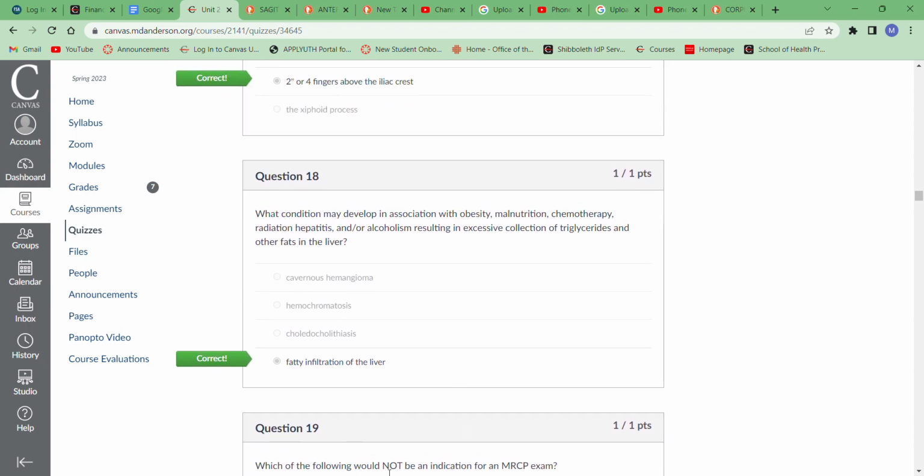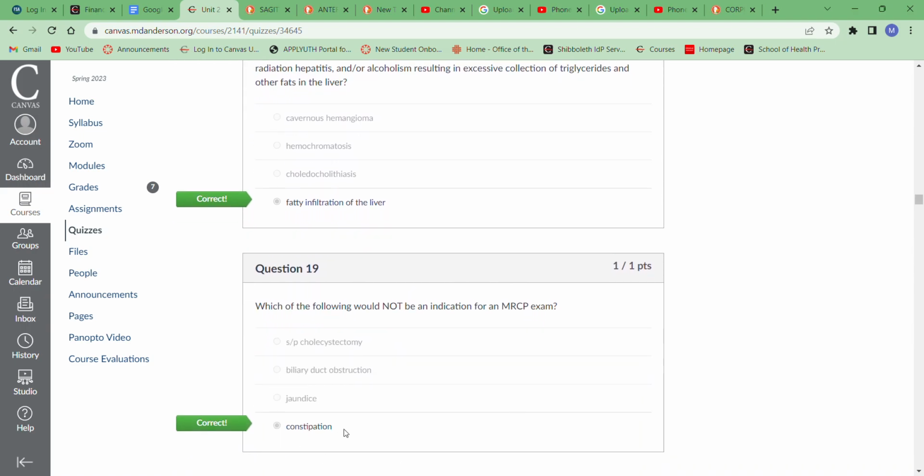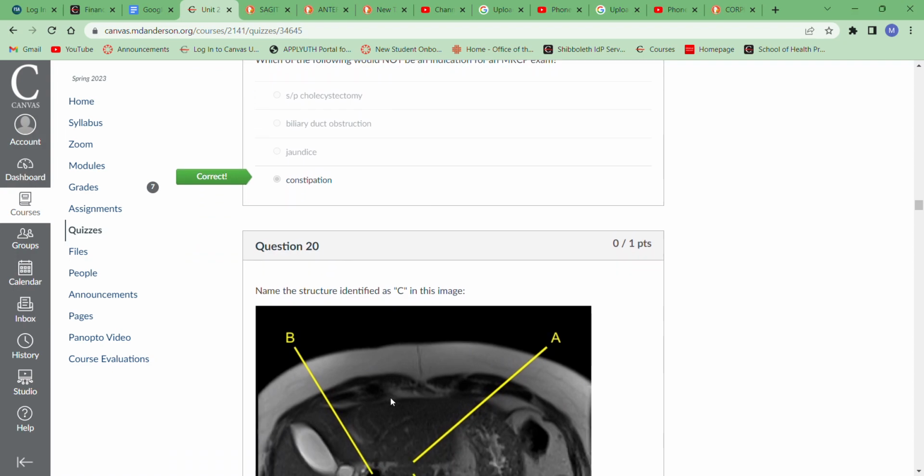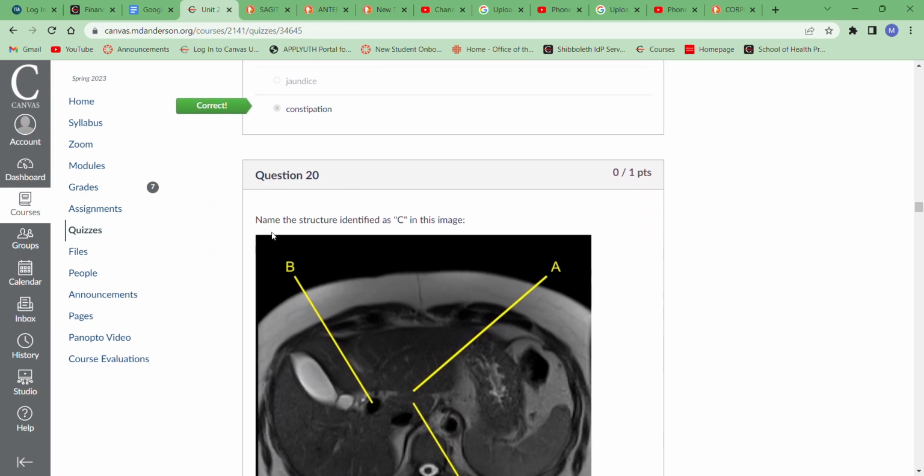Which of the following would not be an indication for an MRCP exam? Constipation would not. Okay, so all of these other things are related to the gallbladder and the ducts. So constipation is not related. Name the structure C.